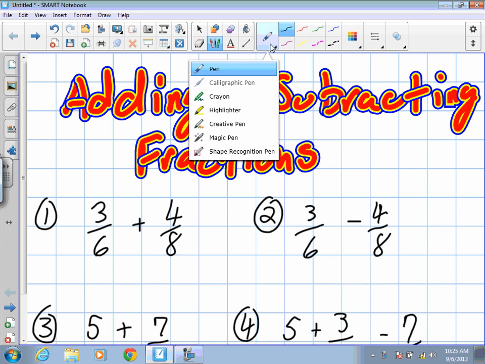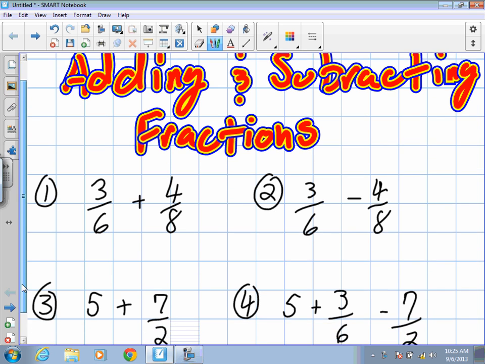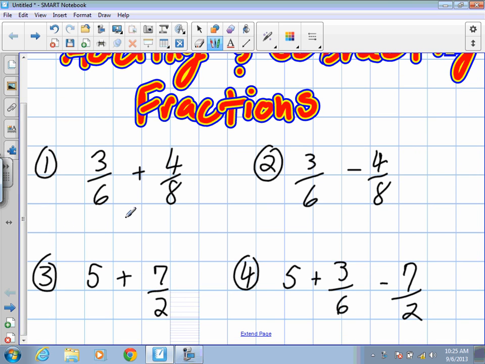All right, adding and subtracting fractions. The reason we did multiplying and dividing them first is because those are actually easier than adding and subtracting the fractions. When we add and subtract fractions, we need to always make sure that the denominator in all of the fractions, no matter what question we're in, is the same. So we have to find a common denominator.